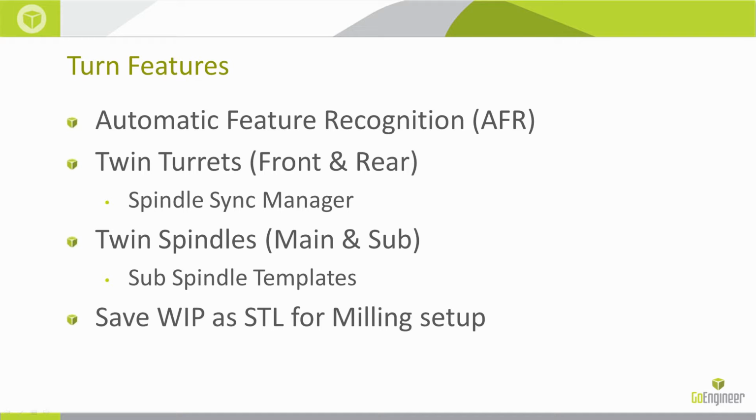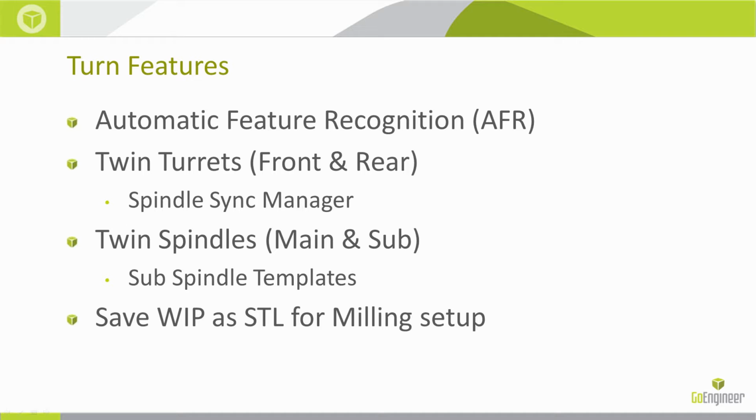And something called the Spindle Sync Manager, which should be tied into the twin turrets because it's all about syncing the turrets. And then lastly, after we program this part for the turn, we're going to run a simulation, save the work in progress as an STL, and use that as a milling setup, and we'll finish the part on the mill. In the past, we've done a mill turn webinar where we program the turning and the milling on the same machine. In this webinar, we're going to separate it out onto two separate machines and show you what that workflow would look like.